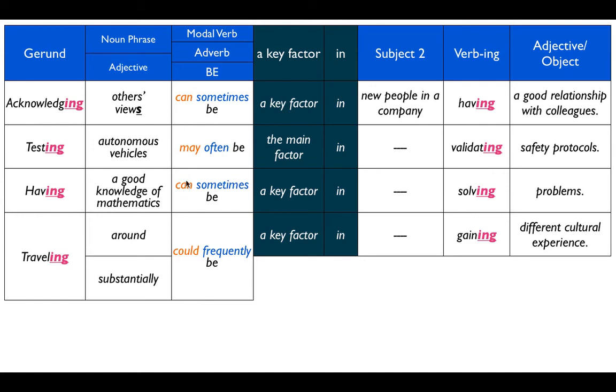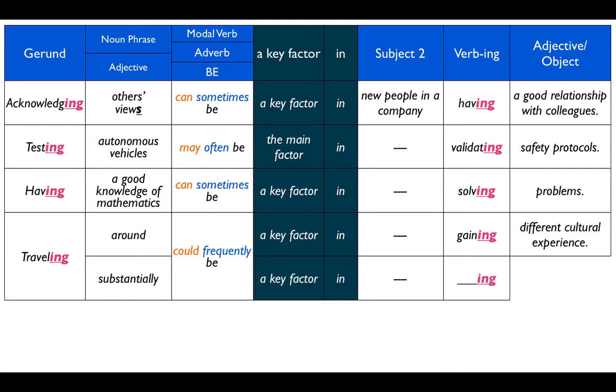So can, may, could. These can be used as the modal verb, and then sometimes, often, frequently, these can be your adverb, and these make your sentence less sure of itself and less open to criticism, because you're not saying that you're 100% correct. So now if somebody says, is that true? You can say, well, I didn't say it's always true. I said it can sometimes be. It may often be. It could frequently be. A key factor in, and then verb ing, and you can add your sentences as you go along.